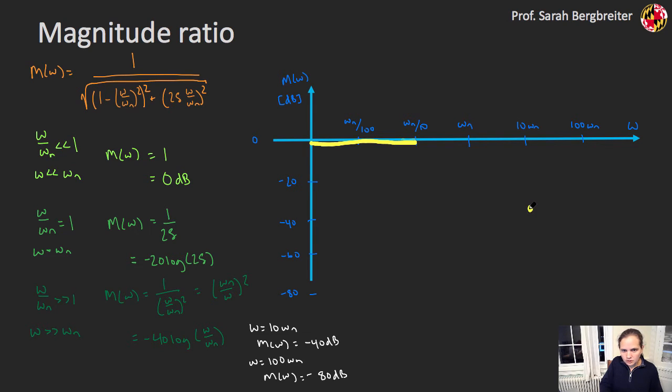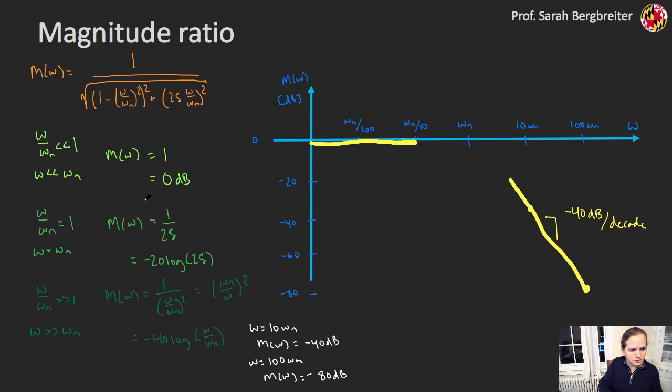So based on that, I can start plotting some points here. I'm at minus 40 dB for that 10 omega n. For 100 times omega n, I'm at minus 80 dB. So I've got some kind of slope going on here. And that slope, in this case, is minus 40 dB per decade. And you probably remember that for the first order system, I had a different slope for that roll-off. In that case, the slope was minus 20 dB per decade. So that's a really good indicator if you're looking at a Bode plot whether you're looking at a first order system or a second order system. A second order system is always going to have that minus 40 dB per decade roll-off.